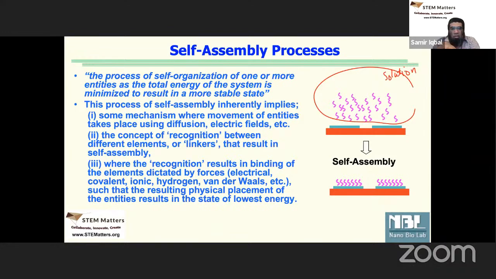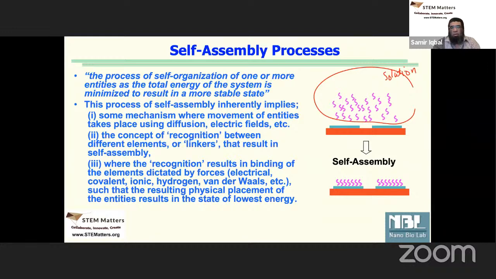But once they come to the surface, they would all line up and form a very fine arrangement of molecules. There are a few things that need to happen when we call it a self-assembled monolayer. We have to have some movement for them. So it can be diffusion, it can be drift, it can be forced pumping, mechanical pumping as well.